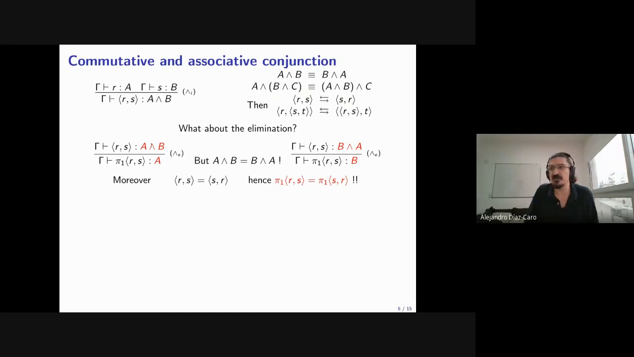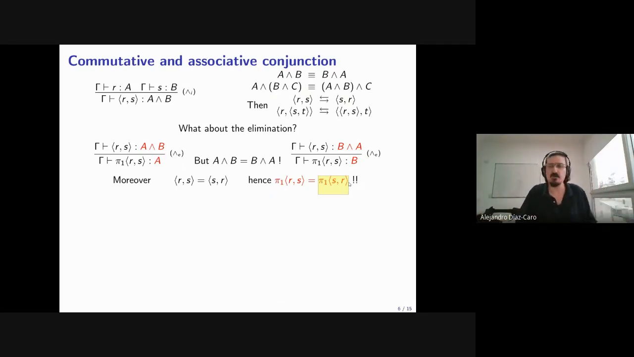So if these two guys are the same, you can type this proof with this type, which is the commutation, and then when you ask for the first, you will get a proof of B. So you are breaking everything. You cannot use exactly the same rule. Moreover, since we say that these two are the same, you also cannot ask for the first proof here, because the first proof here and the first proof here is the same, and then you break all the system.